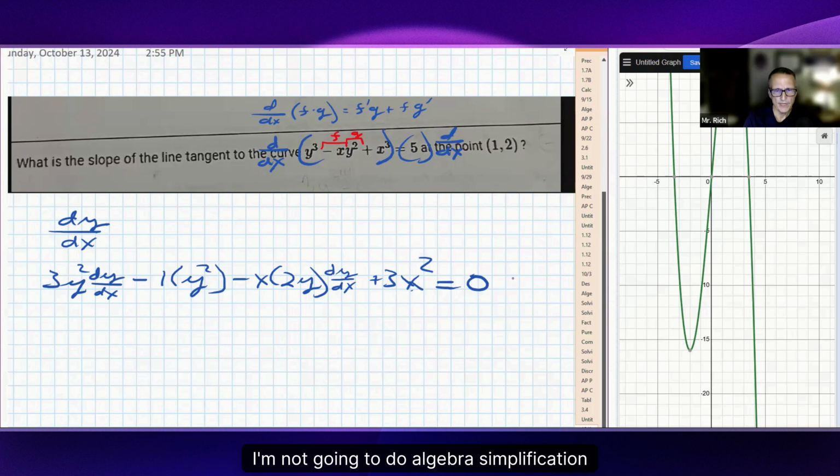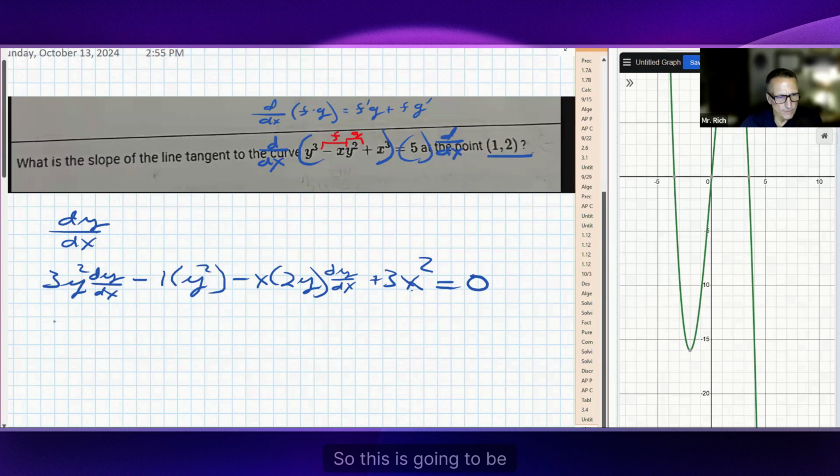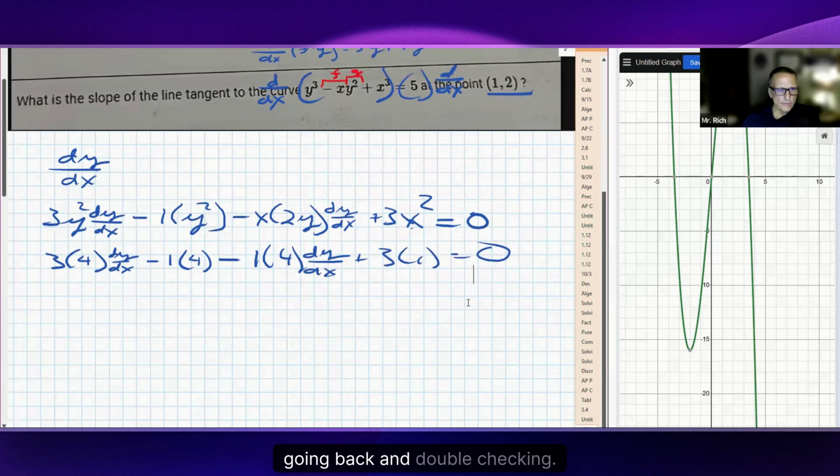I'm not going to do algebra simplification like I would if I were told to solve for dy/dx. So I'm not going to move terms over and then factor out the dy/dx. Instead, I'm going to plug in a 1 and a 2 for x and y respectively. So this is going to be 3 times 4 dy/dx, because y is 2, so 2 squared is 4, minus 1 times 4, y squared would be 4, minus 1, x is 1, times 4 dy/dx, plus 3 times 1 equals 0. Okay, going back and double checking.